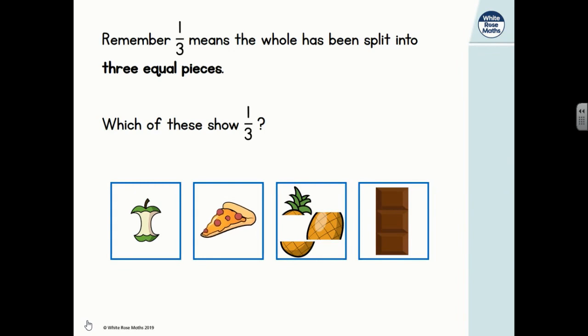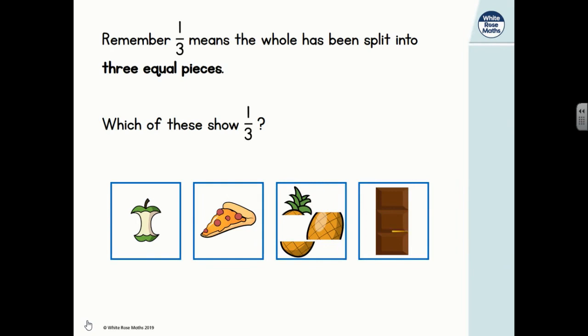What about this pizza? If I had 3 equal pieces of pizza, then one of those pieces would be 1/3. But in this image, I've just got 1 piece of pizza. That doesn't show me 1/3. That's 1 whole piece of pizza. What about our pineapple? It's not been split into 3 equal pieces, has it?